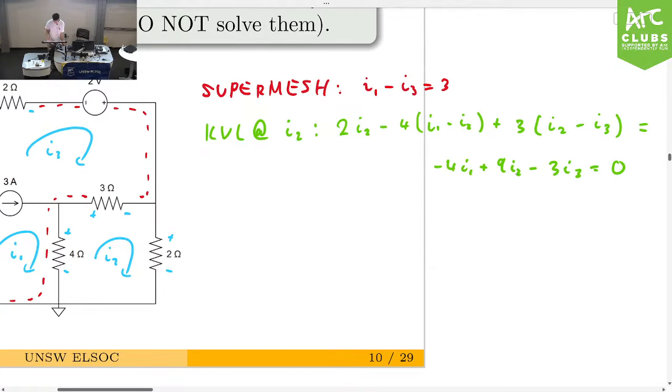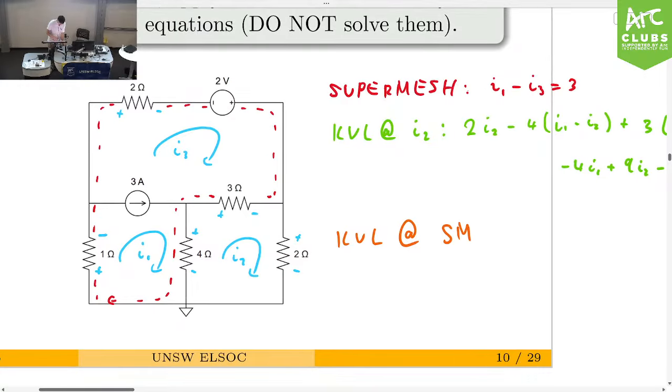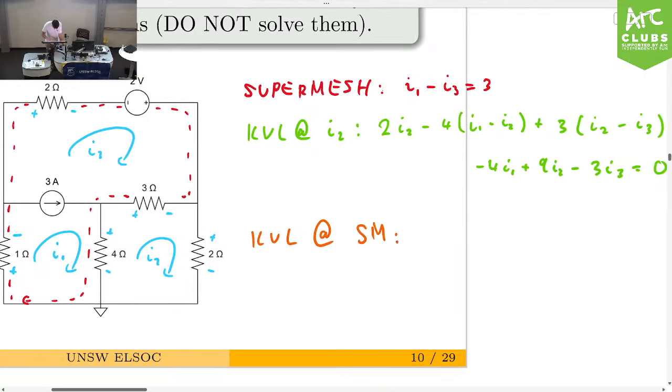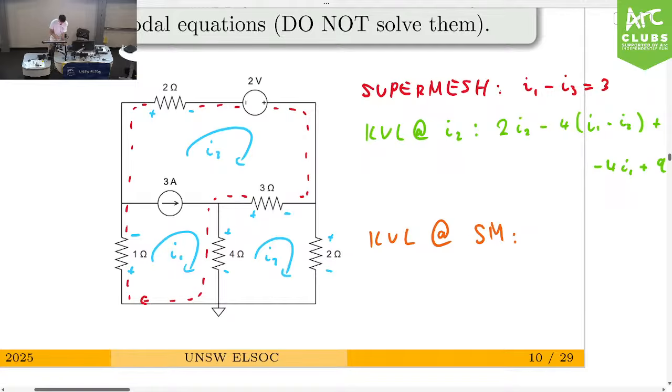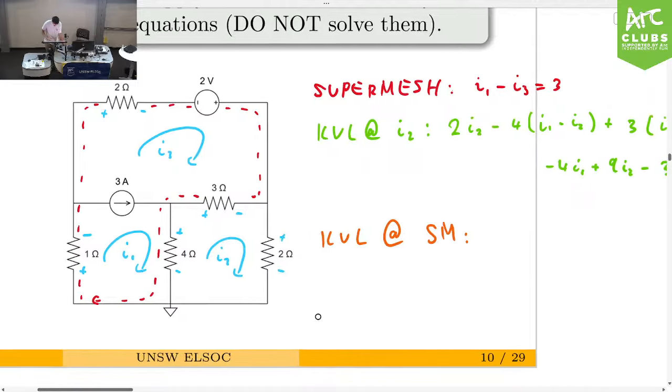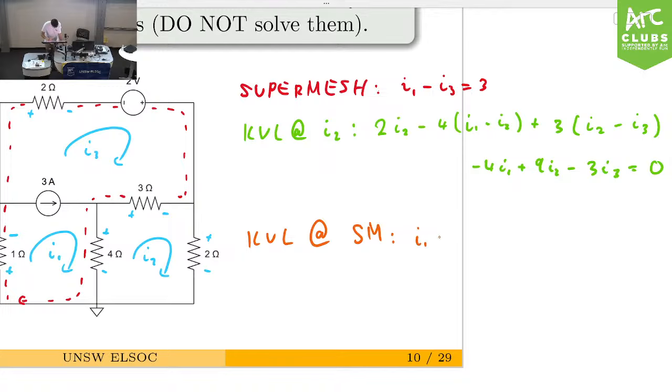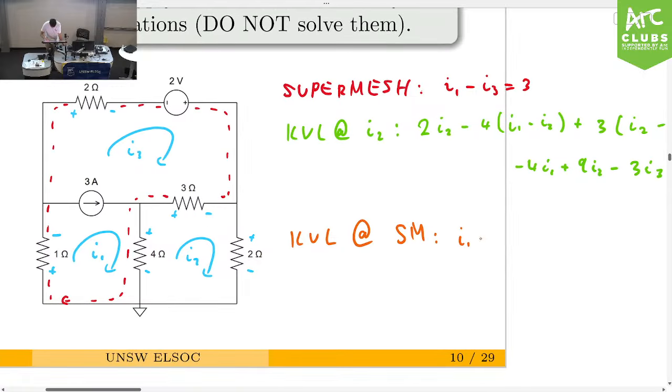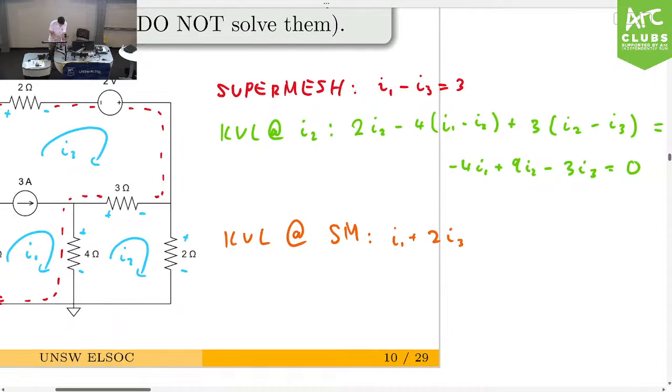Now, we only have three unknown variables, I1, I2, I3, so we just need one more equation in this case. So let's do the KVL at the super mesh. We're going to go around this entire mesh. Let's start from the bottom left. We have our 1 ohm resistor, so the voltage drop is just I1. Then up here the 2 ohm resistor from I3, so it's plus 2I3. For a voltage source, the voltage drop is just the voltage of that source. In this case, we're going through the negative terminal, so we have to include a minus 2 here.